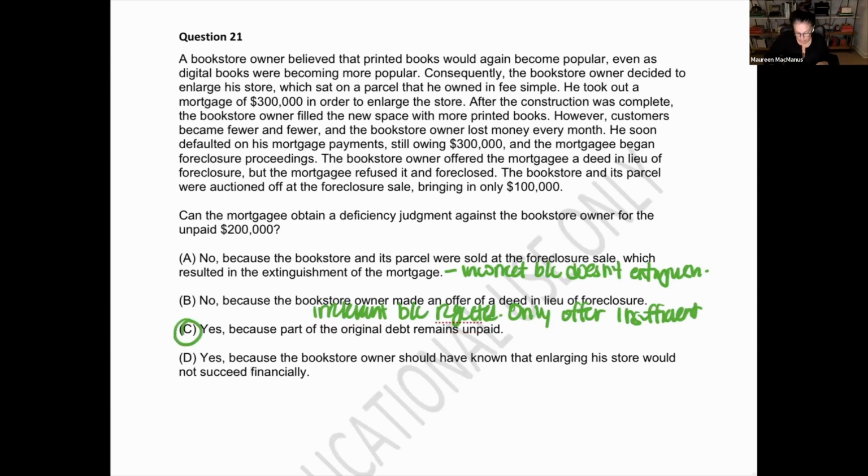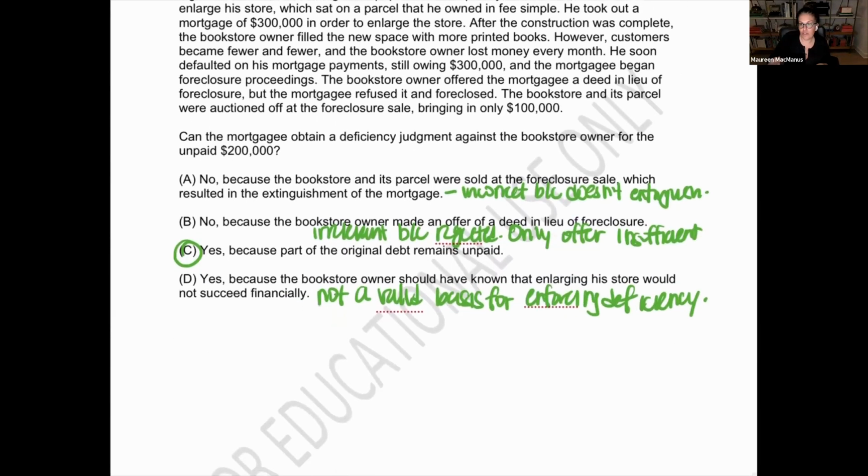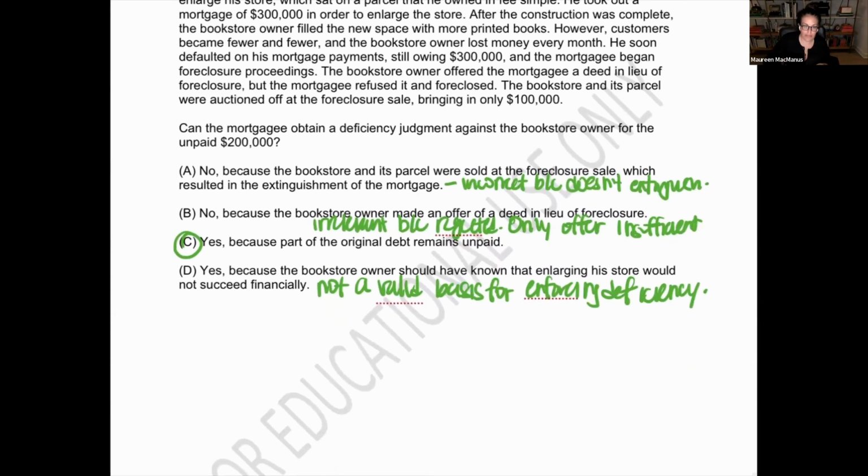And D, yes, because the bookstore owner should have known that enlarging his store would not succeed financially. And yeah, this is just not a valid basis to get a deficiency judgment, or for enforcing the deficiency, I should say. So C is our correct answer there. Most of you got that.